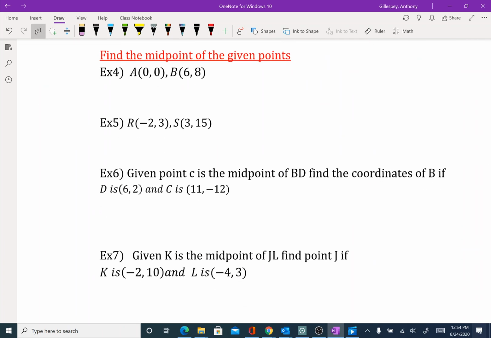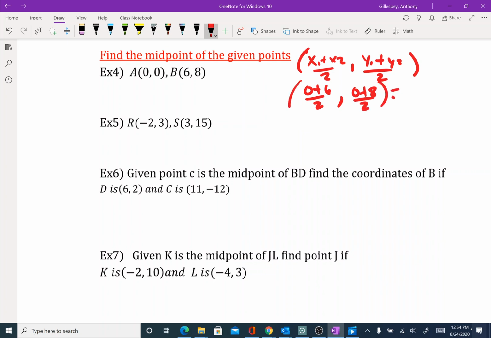Okay. Find the midpoint of the given points. Remember, to find the midpoint of 2 points, you find the average of the x's, comma, average of the y's. So you add the x's together, so you get 0 plus 6 over 2, comma, 0 plus 8 over 2. So what do we get? That's 6 over 2, we get 3 comma 4. That's it. 3, 4. Pretty easy.